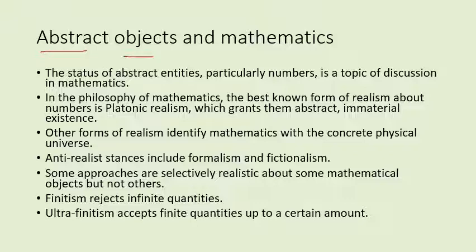Abstract objects and mathematics. The status of abstract entities, particularly numbers, is a topic of discussion in mathematics. In mathematics, the best known form of realism about numbers is Platonic realism, which grants them abstract, immaterial existence. We know that numbers are made by humans and they have some abstract meaning. They are not concrete. Other forms of realism identify mathematics with the concrete physical universe. Anti-realistic stances include formal and fictional. Some approaches are selectively realistic about some mathematical objects, but not others.